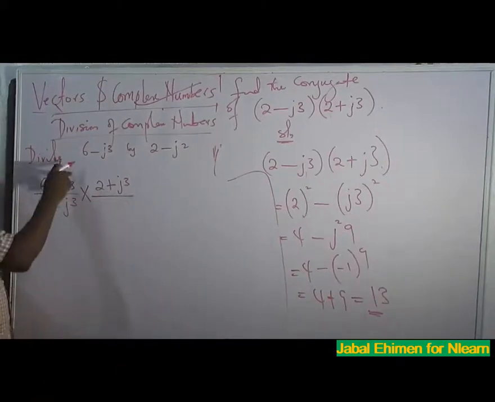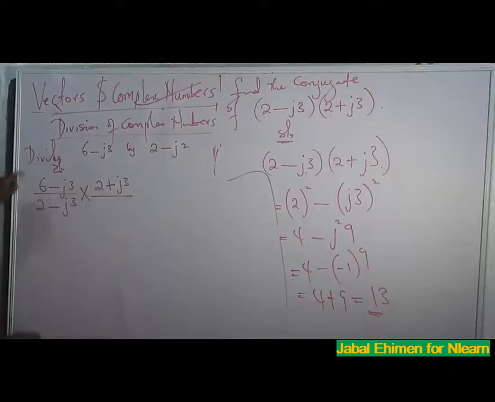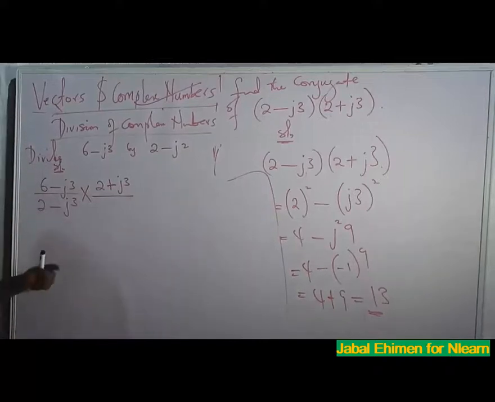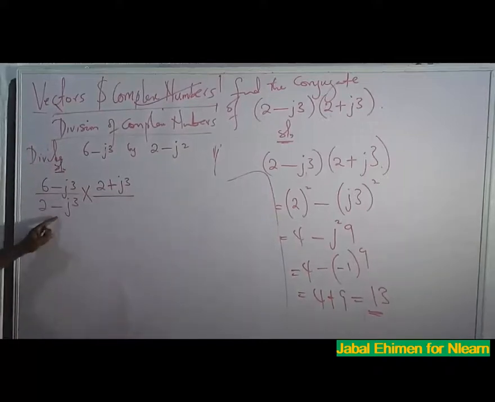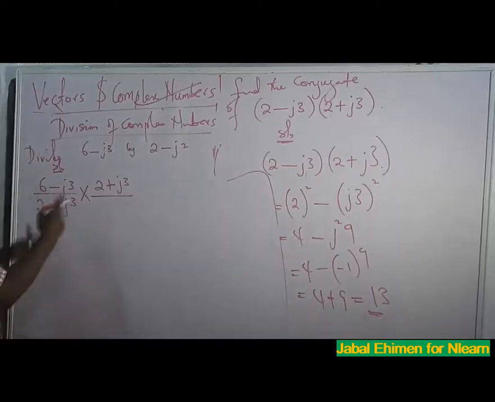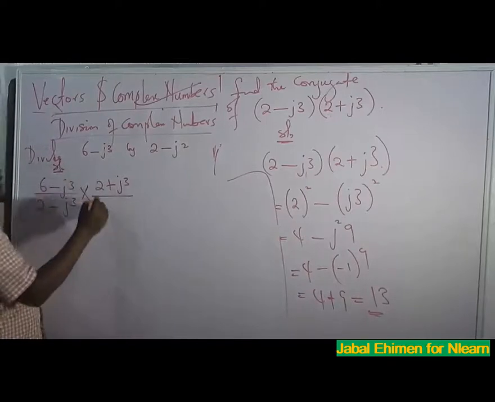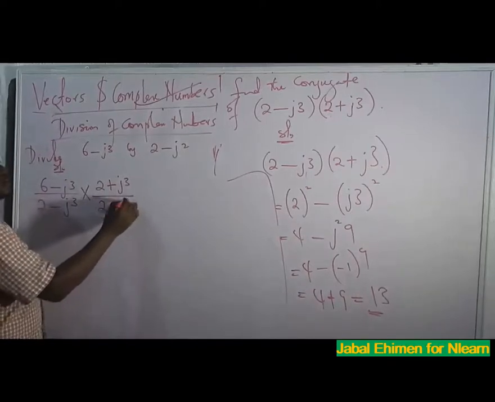I'm multiplying the top and the bottom by the bottom, but the sign will change. So what do I get here? I have 2 plus j3.